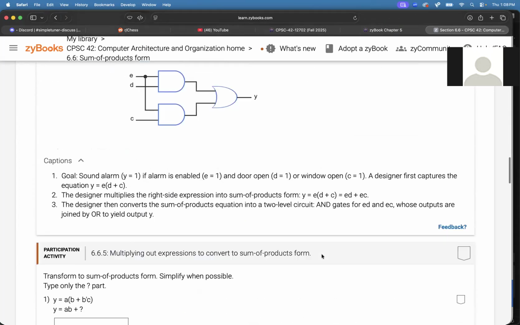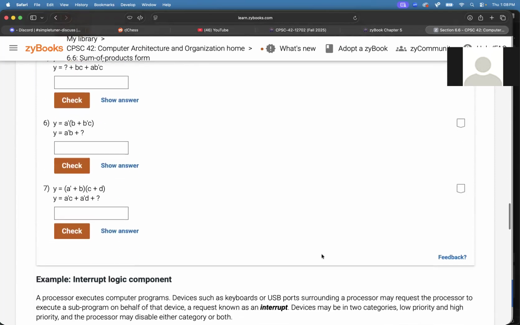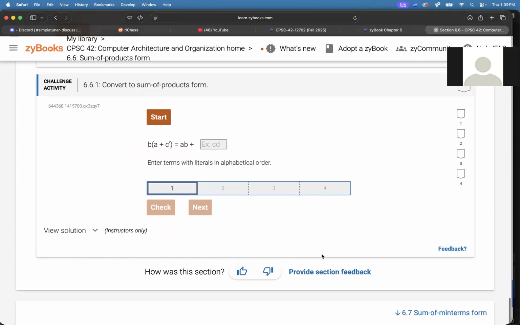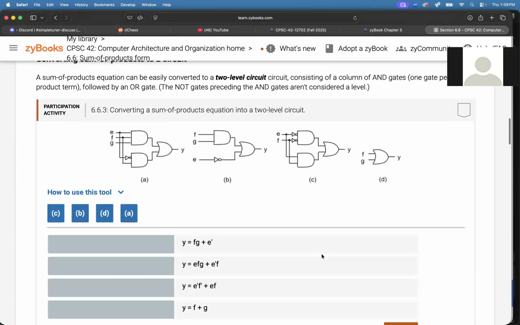This stuff here is also doable. This is similar to what we've been doing in the lab, right? So you'll probably be okay here.